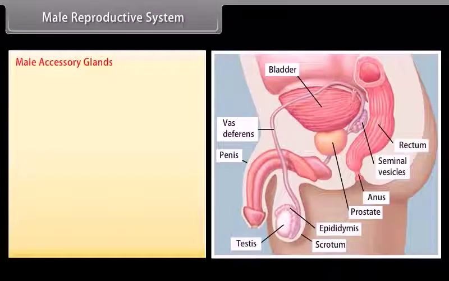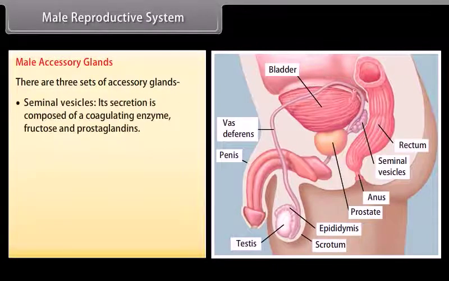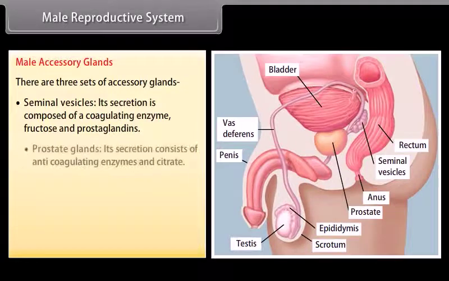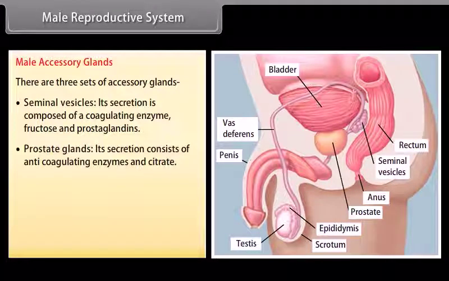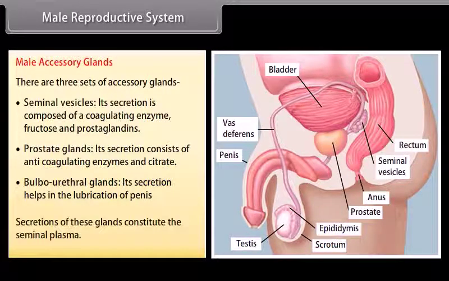Male accessory glands. There are 3 sets of accessory glands. Seminal vesicles. Its secretion is composed of a coagulating enzyme, fructose, and prostaglandins. Prostate gland. Its secretion consists of anticoagulating enzymes and citrate. Bulbourethral glands. Its secretion helps in lubrication of the penis. Secretions of these glands constitute the seminal plasma.